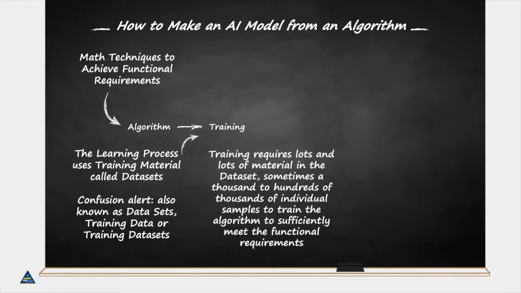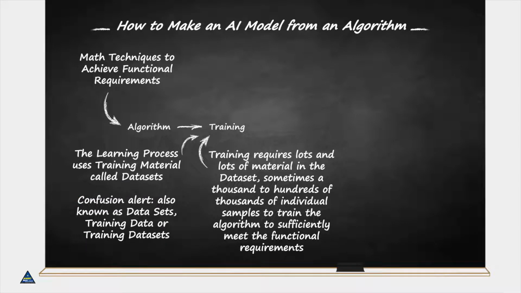And when we do the training, we require a lot of that material, sometimes thousands to 100,000s of samples to train the algorithm sufficiently to meet the functional requirements. But what it actually does is it programs the mathematical structures properly in order to perform adequately. The result of that is the AI model.